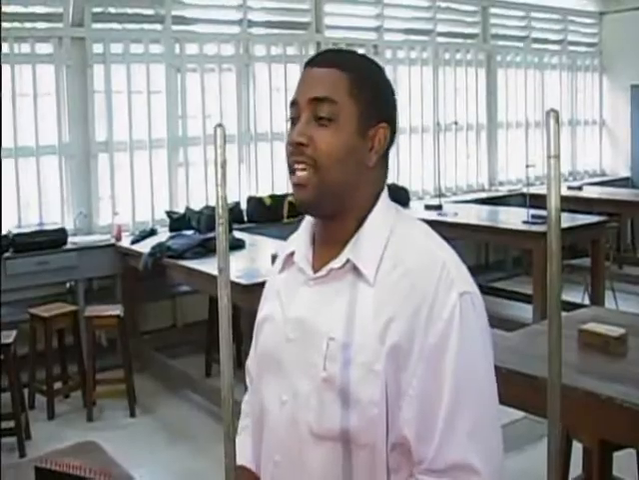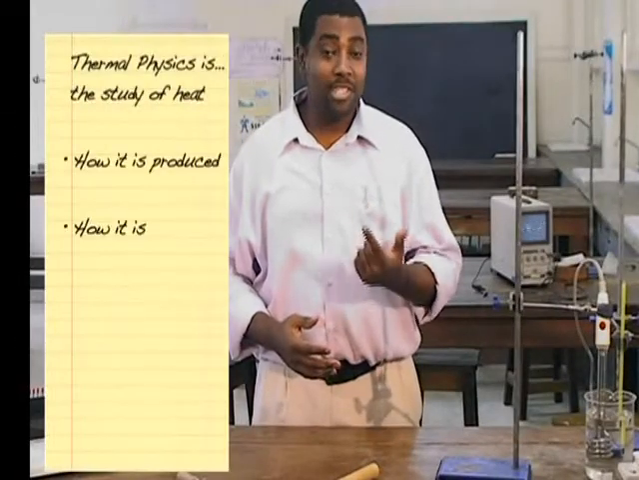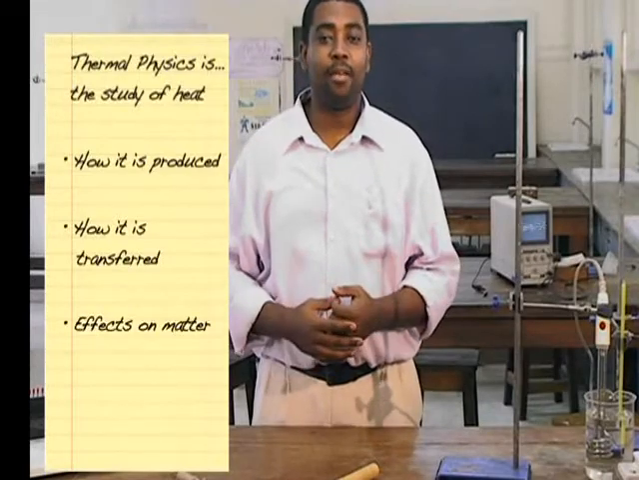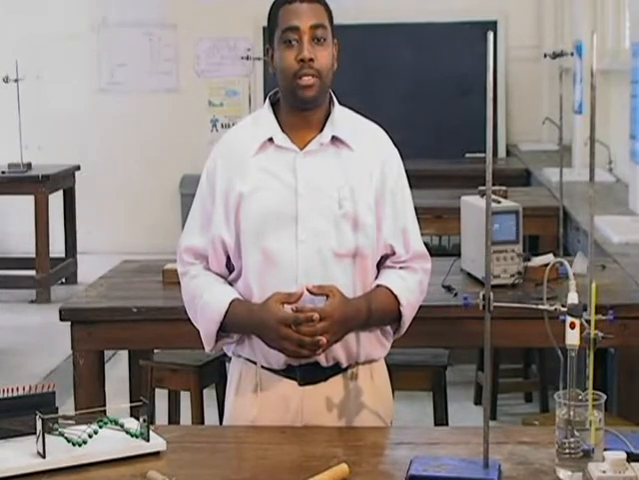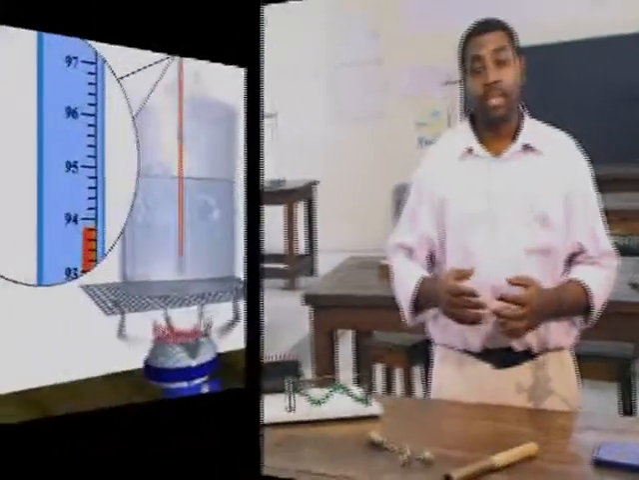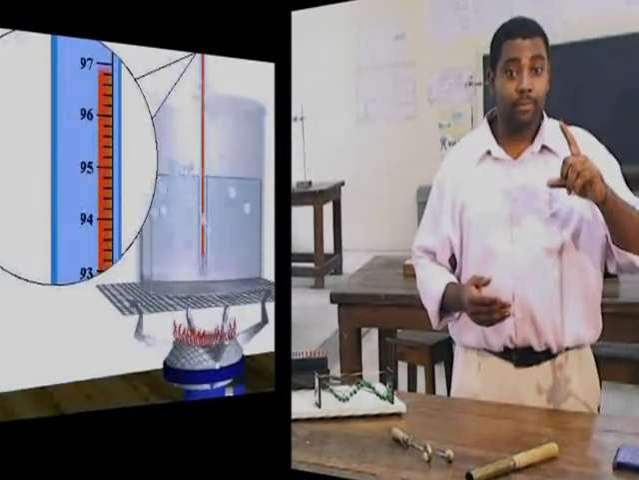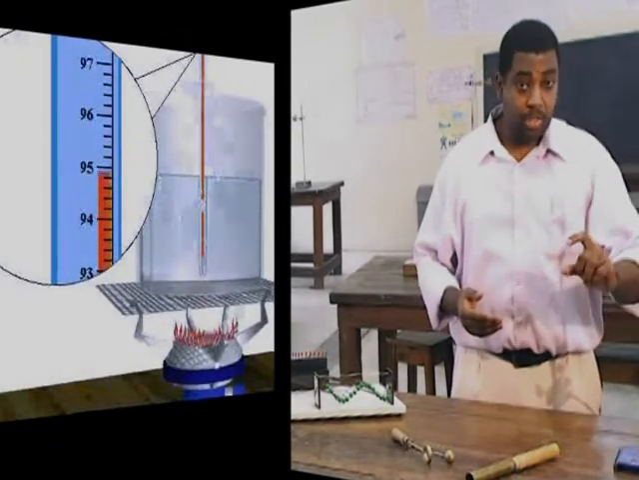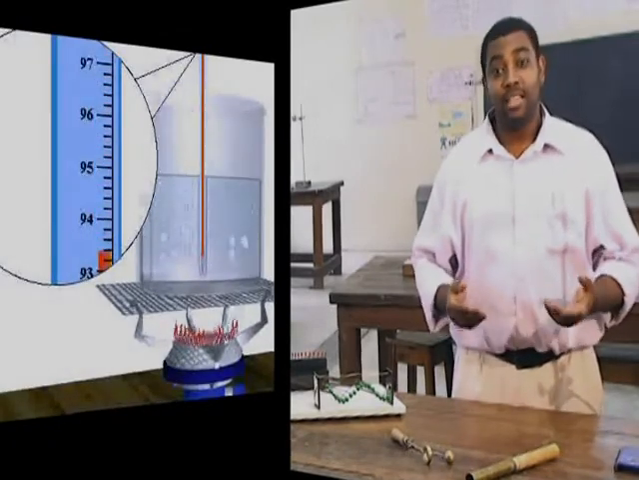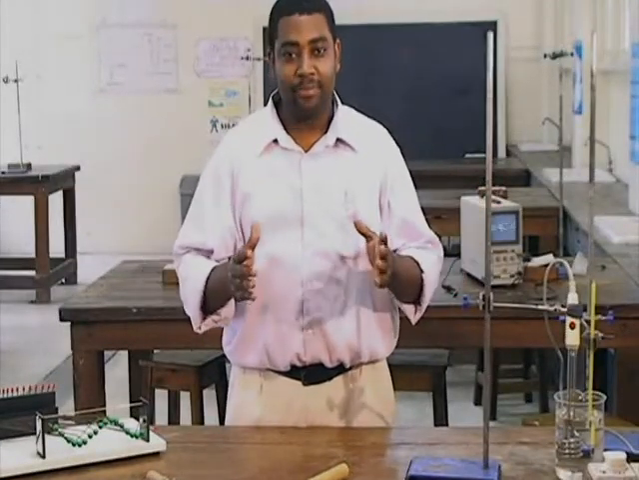As you know, we've been looking at thermal physics, which, as we said in the last lesson, is the study of heat, how it is produced, how it is transferred, and its effects on matter. In the last lesson, we looked at the mercury in glass thermometer, and we said that when placed in an object which is hot, the mercury rises up the thermometer, and when placed in an object or material that is cold, the mercury falls down the thermometer. This is a very practical example of expansion and contraction.